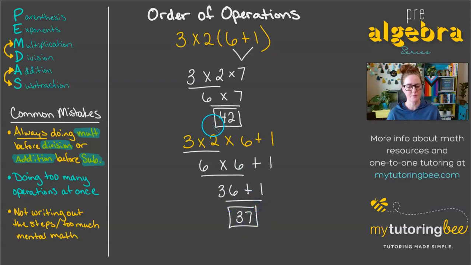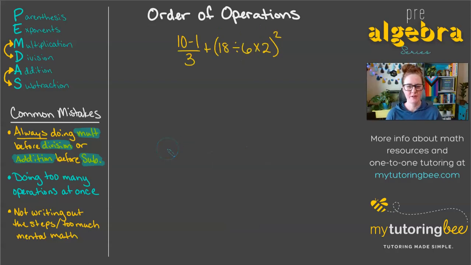As you can see, we got two very different answers for each of these problems. They each had the same numbers in them, but the order of operations really does make a difference. We've got another example here. This one is a little bit more complex, so let's get into it with our order of operations and see what we should do first.